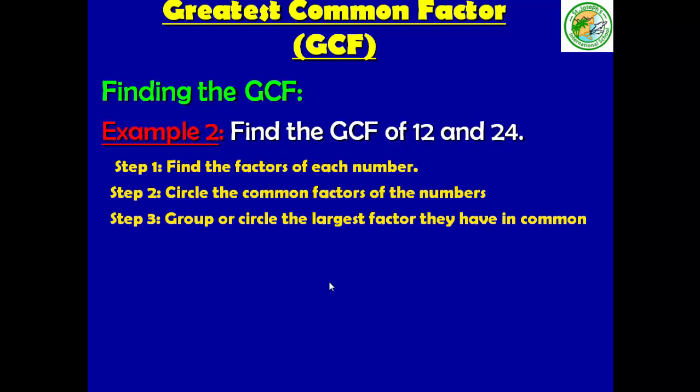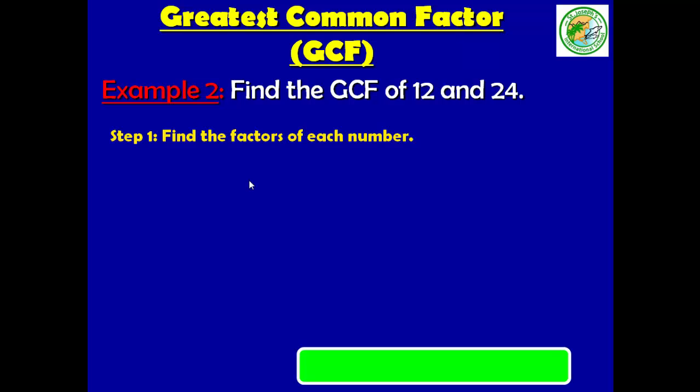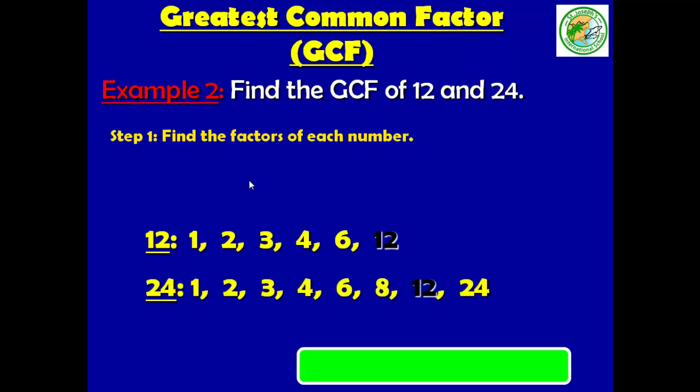Find the GCF of 12 and 24. Let's remember that we have 3 steps here. Step 1, find the factors of each number. Let's find the factors of 12. 12 equals 1 times 12, 2 times 6, and 3 times 4. What about the factors of 24? 24 equals 1 times 24, 2 times 12, 3 times 8, and also 4 times 6. All these factors give me 24.